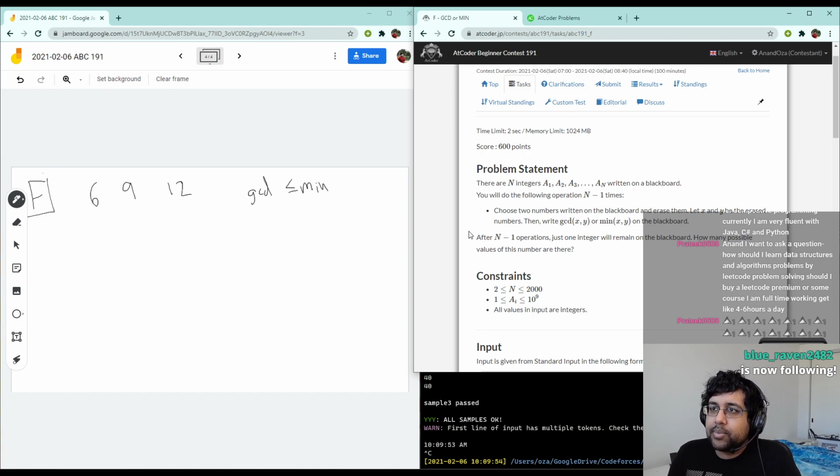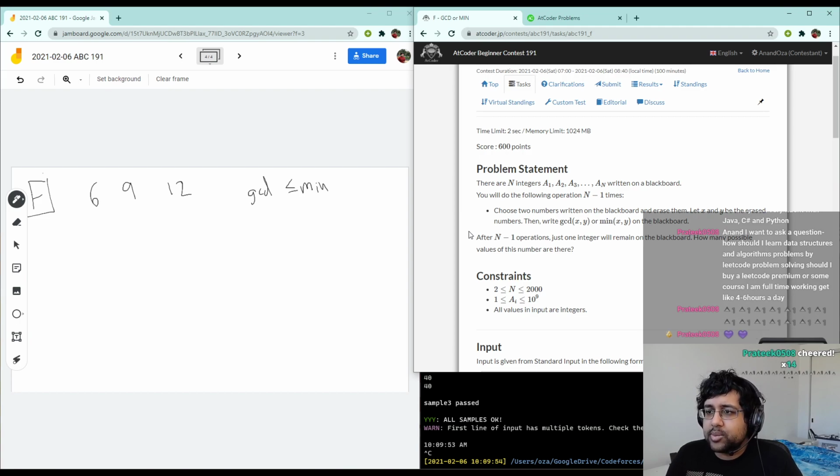Oh, Pratik, thanks for the bits. But yeah, so I would say C++ is better than Java, but if you don't want to learn C++, there's no need to learn C++. Oh, cool. So you're the number one cheerer now. That's the little one badge, I guess, or bits leader.